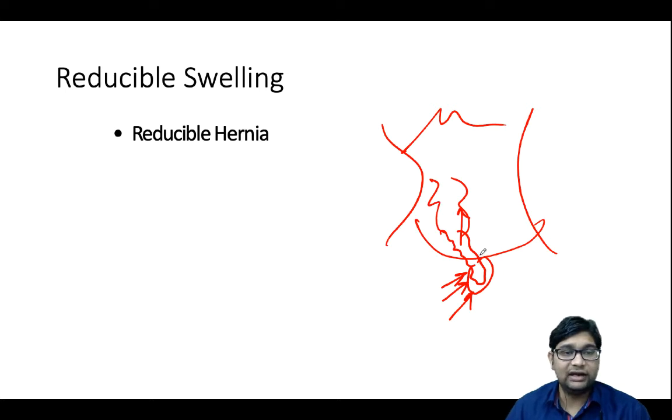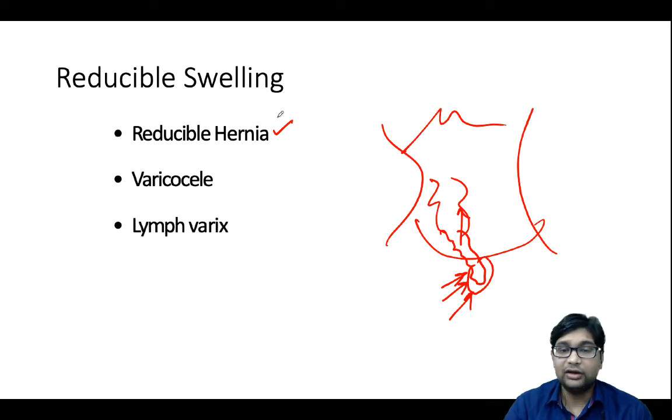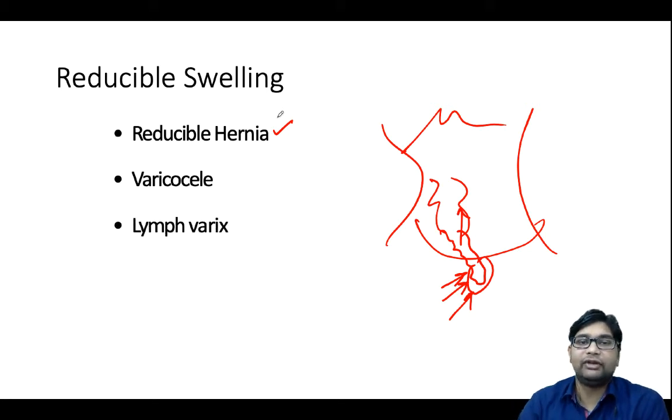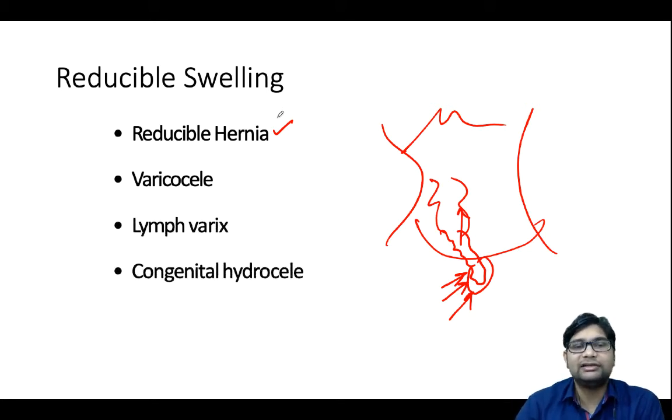So this kind of swelling is known as a reducible swelling, which is seen in hernia, that is, reducible hernia, or it may be seen in varicocele. The venous content will get reduced, and it is also seen in lymph varix, in which lymph will get reduced, and also in congenital hydrocele, where there is overnight reduction of swelling.